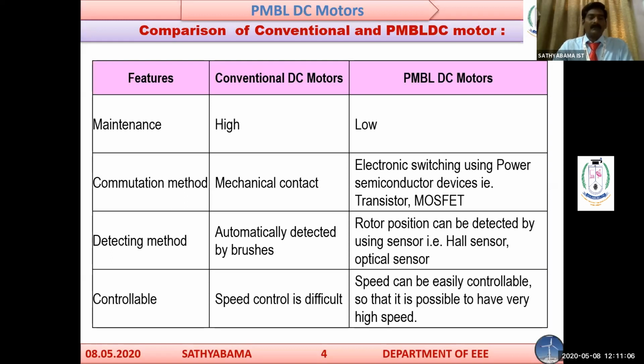sensors. For speed control, it is difficult in the case of conventional motor, whereas here solid state switches are used. Hence, speed can be controlled easily in the case of PMBL DC motor, and we are even able to achieve high speeds.